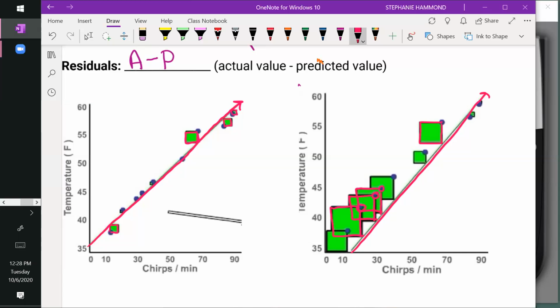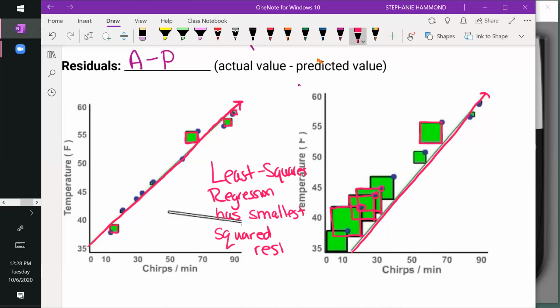So the least squares regression line is the line that minimizes those squares. It literally has the smallest possible squares formed this way. So I would say the least squares regression line is the best fit because it has the smallest squared residuals. Okay, so that's how it gets its name.